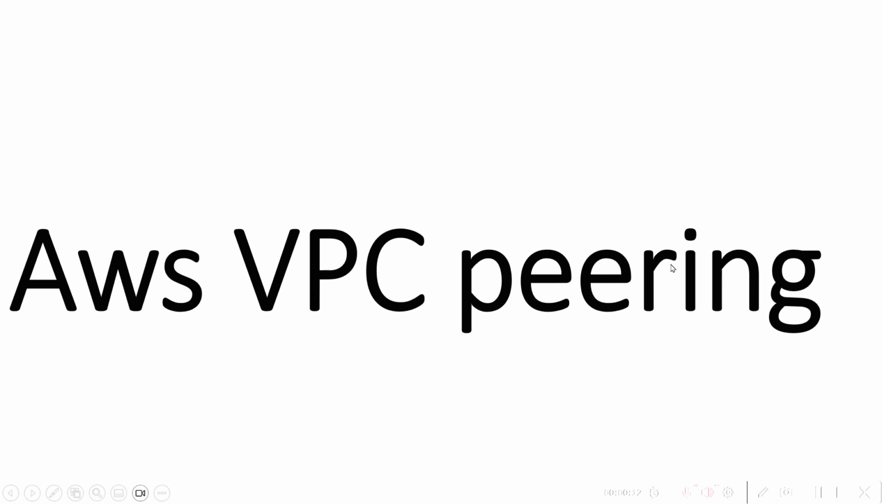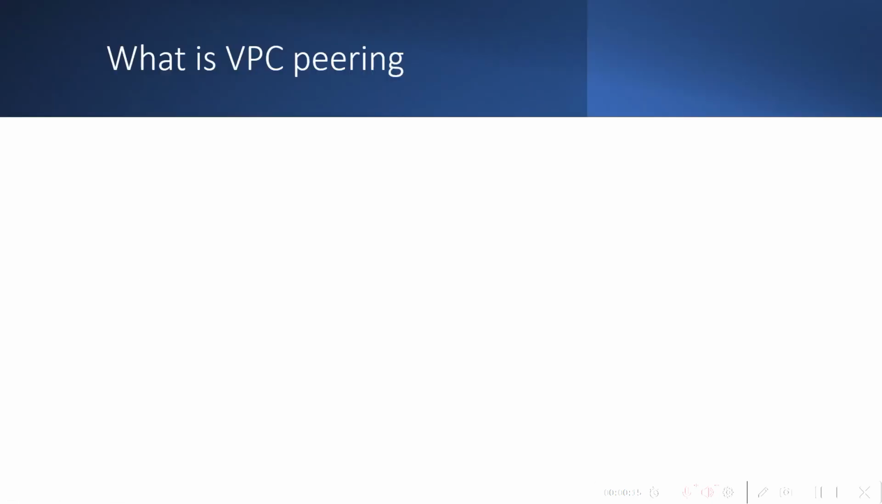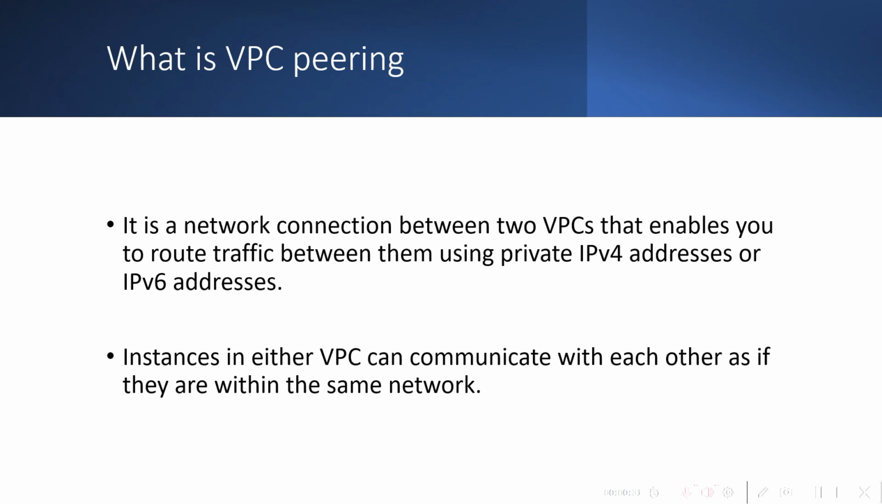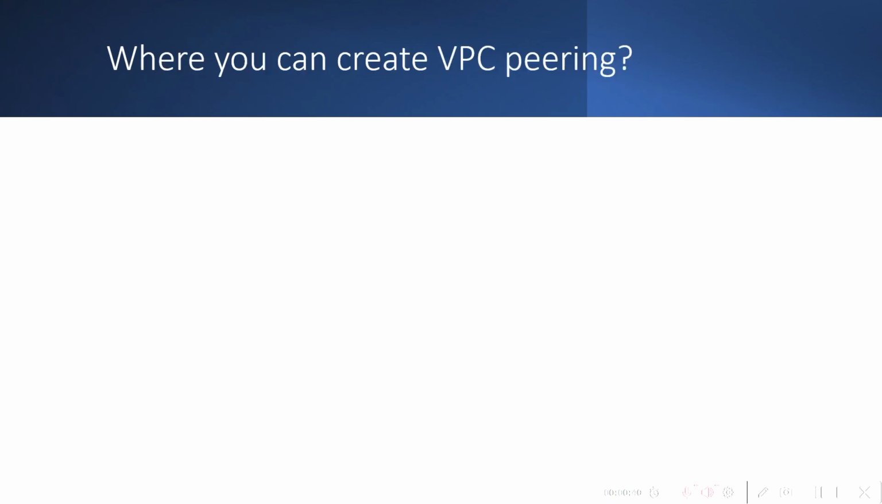So today we are going to talk about VPC peering. What is VPC peering? It is a network connection between two VPCs that enables you to route traffic between them using private IPv4 addresses or IPv6 addresses. So when you create a peering connection, instances in either VPC can communicate with each other as if they are within the same network.